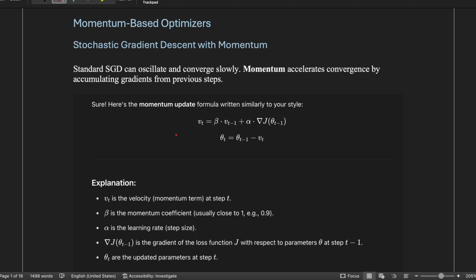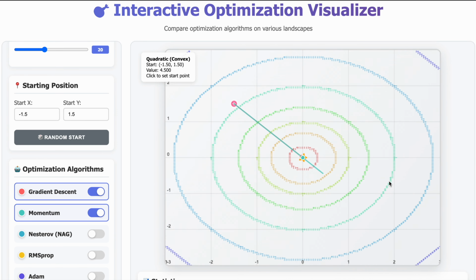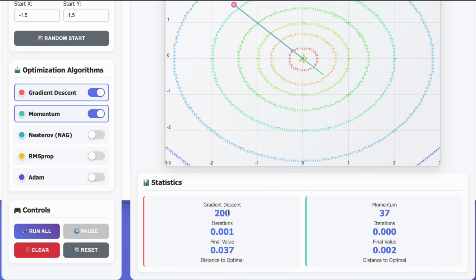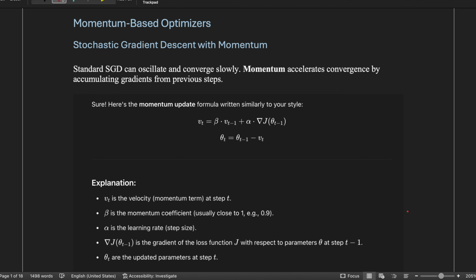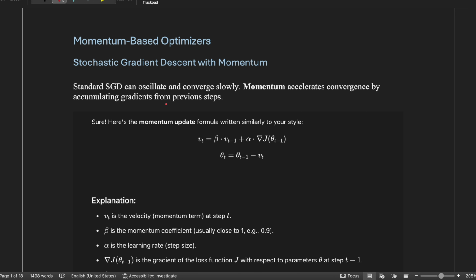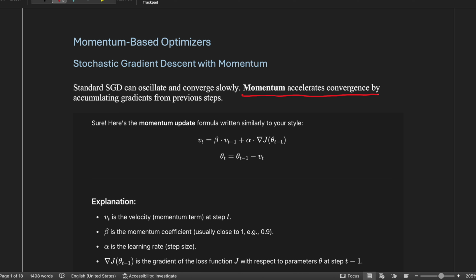Now let's go through the more formal definition. Stochastic gradient descent with momentum: standard SGD can oscillate and converge slowly. You already saw that standard SGD takes 200 iterations to converge, but momentum did it very fast. So momentum accelerates convergence by accumulating gradients from previous steps. This is a very important line: momentum accelerates convergence by accumulating gradients from previous steps.